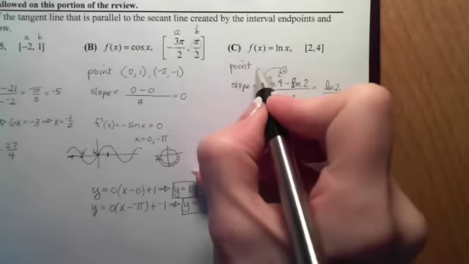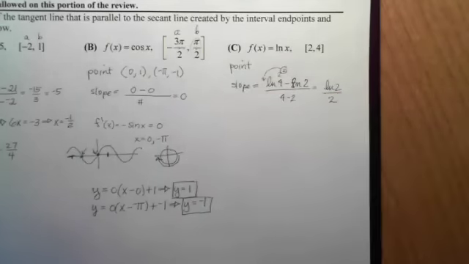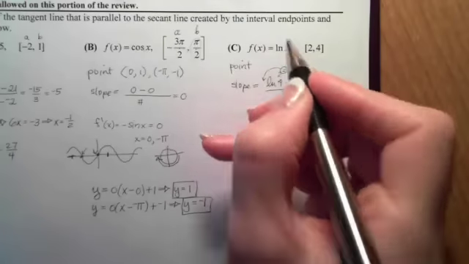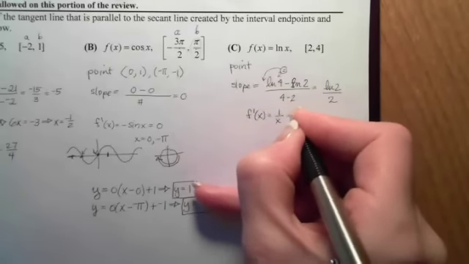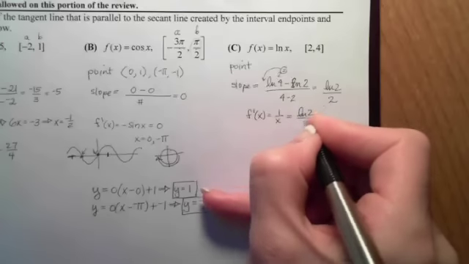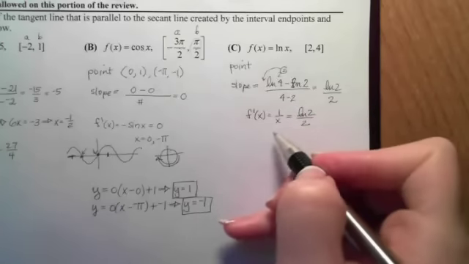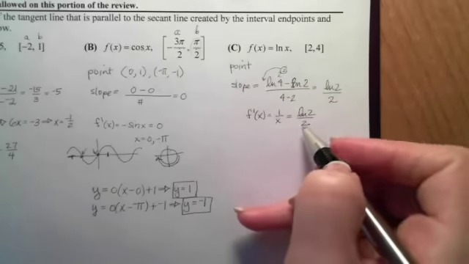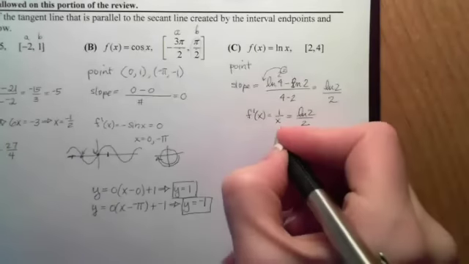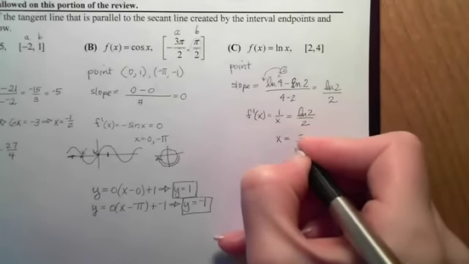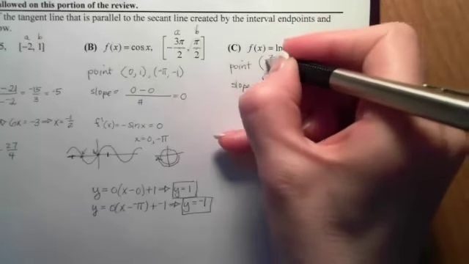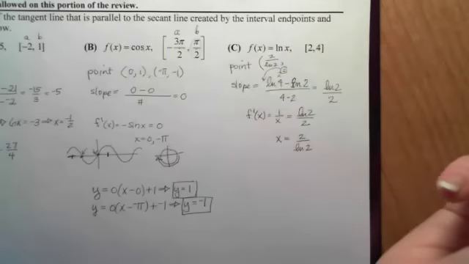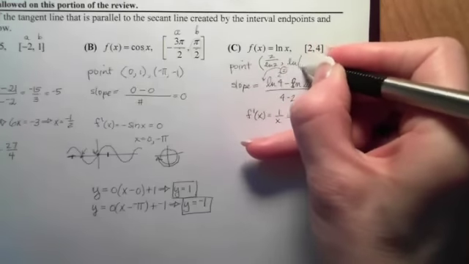Now my goal is to find the point that will generate that same slope. So I need the derivative of this, which is 1 over x, to equal the natural log of 2 over 2. Well, to solve for x, I can cross multiply and then isolate, or I can just flip both fractions. So I'll get x is 2 over the ln of 2. So my point has 2 over the ln of 2 for my x-coordinate, and my y-coordinate is the natural log of that.